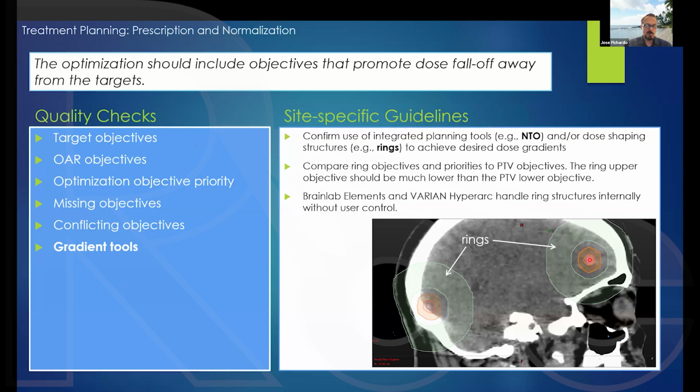This is where you want most of your dose, right? And that's what's going to give you a very, very steep gradient. In treatment planning systems like BrainLab Elements and HyperArc, these rings are handled internally by the algorithm, so you don't have to draw them. But if you're doing it in just standard Eclipse, you have to draw these structures, right? And there's guidance for how to draw these structures in the paper I gave you by Popple on VMAT.